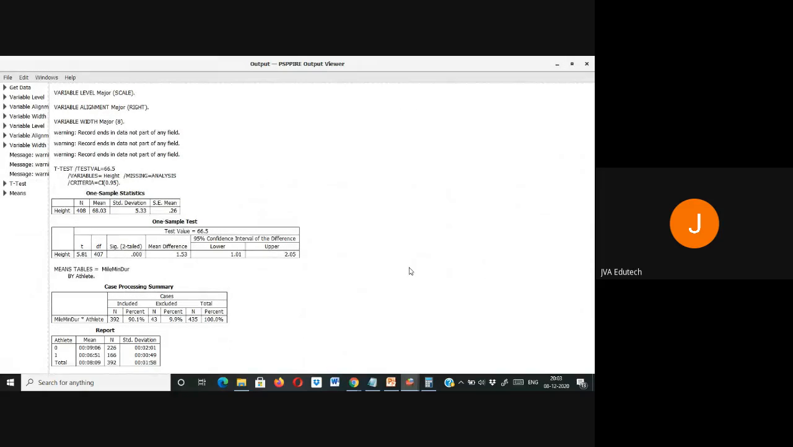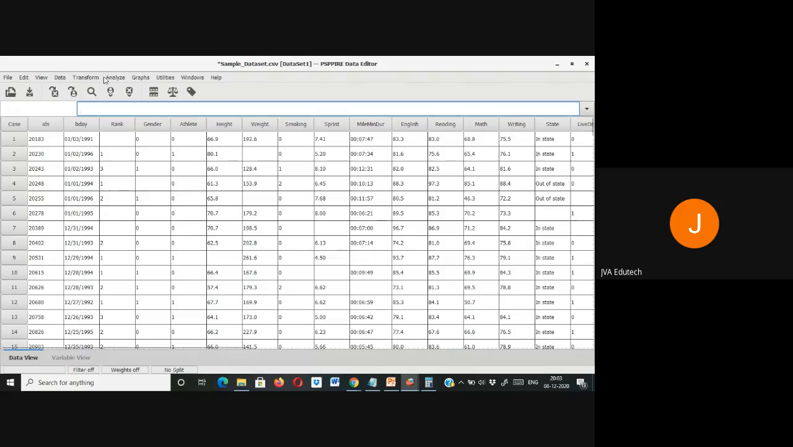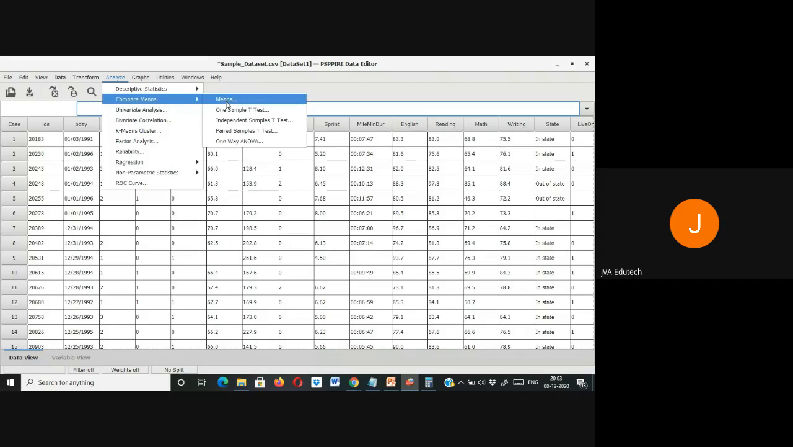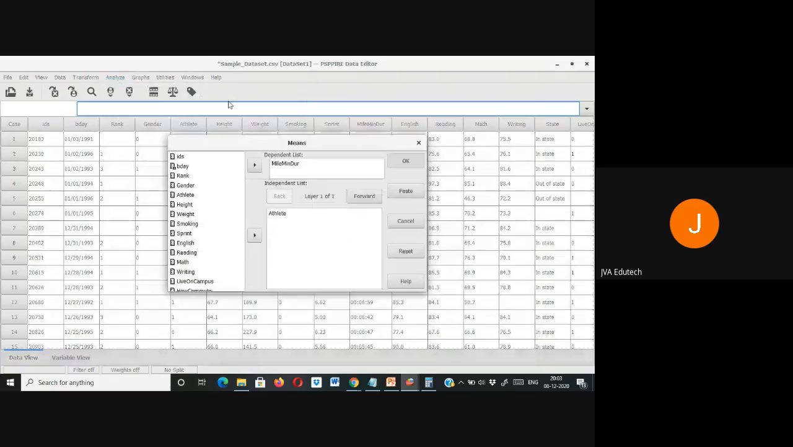It will give you interesting results. Can you repeat the steps, please? Simply you go to Analyze, Compare Means and select Means. In that, select your dependent variable and independent variable. However, if it would have been SPSS, it would have also given you a box plot. This PSPP doesn't give a box plot, but through the statistics you can see. Once you click OK, you will get this output.